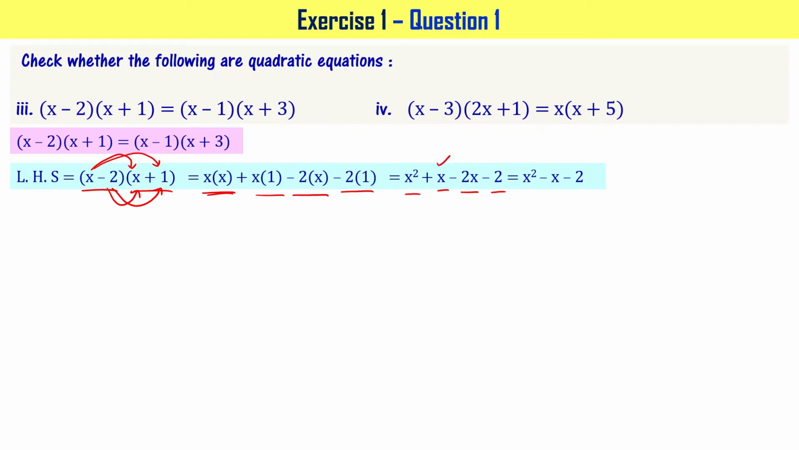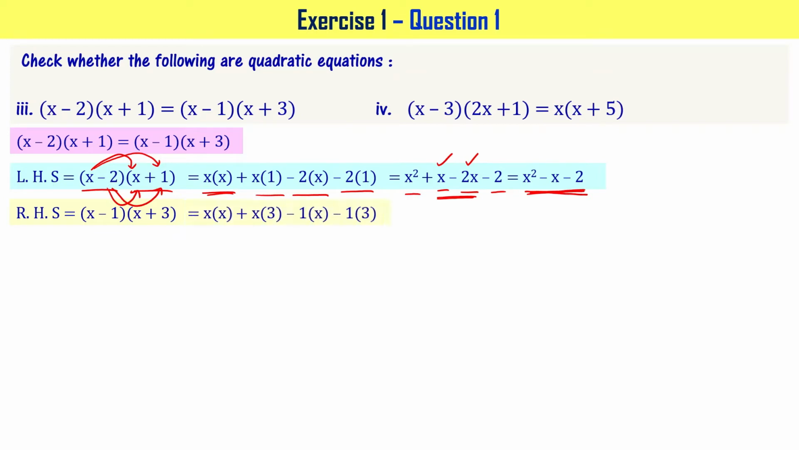Now I have this as x term and this is also x term, right? Let me further club these two such that I can write the expression as x square minus x minus 2, right? Now the algebraic expression given on the left hand side is simplified or rewritten as x square minus x minus 2, right? Now what is RHS? RHS is x minus 1 times x plus 3, right?